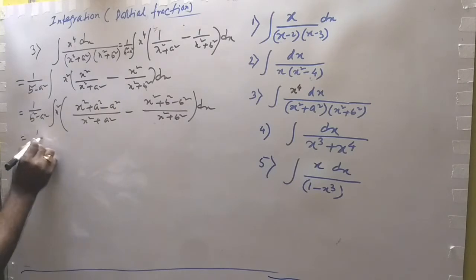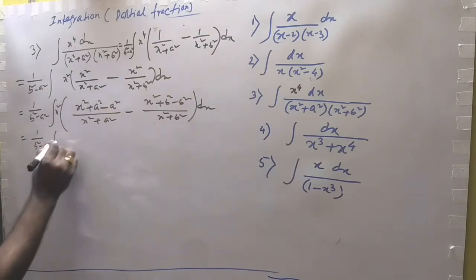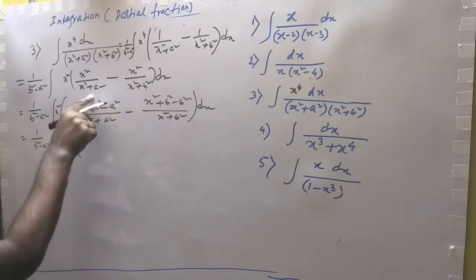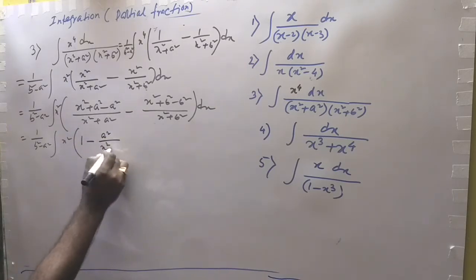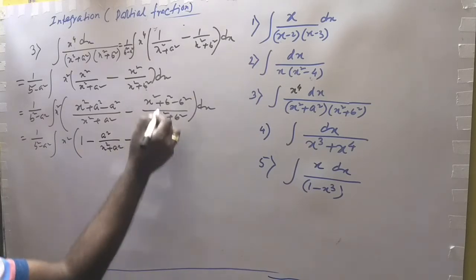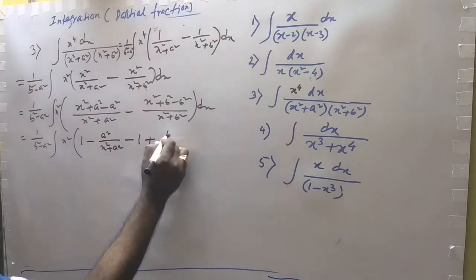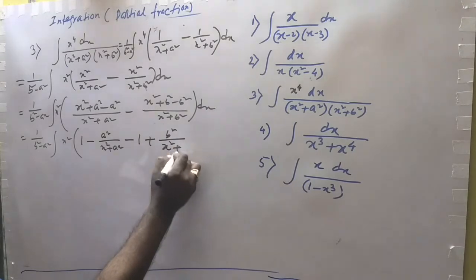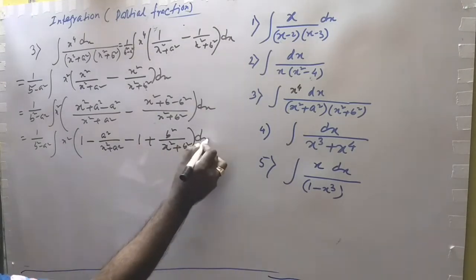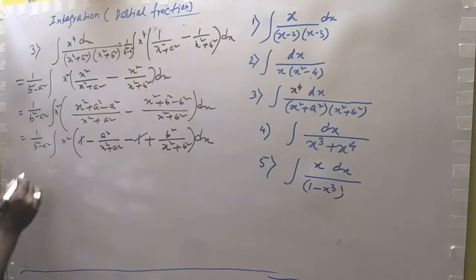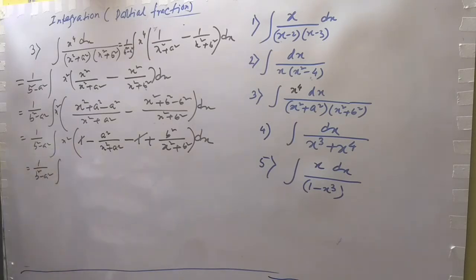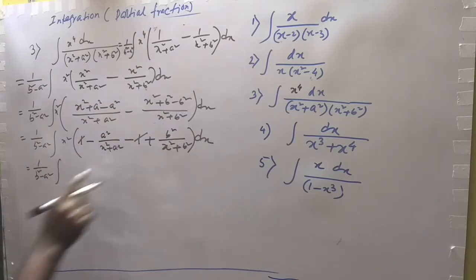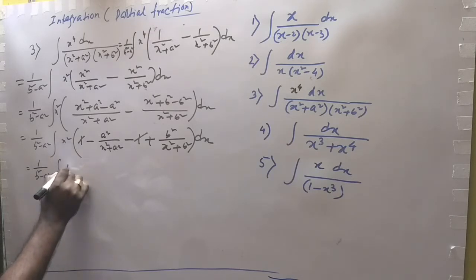And this is equal to 1 by b square minus a square. See, this by this, 1 minus a square by x square plus a square. Again, this by this, 1 minus b square by x square plus b square, and dx. Okay, this is cancelled out. 1 by b square minus a square. Again, this part also can be multiplied within the bracket.